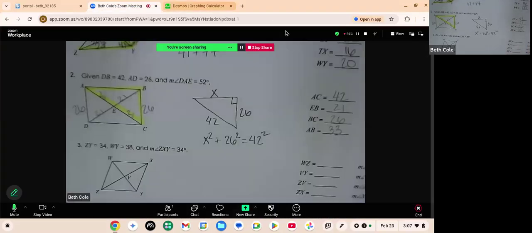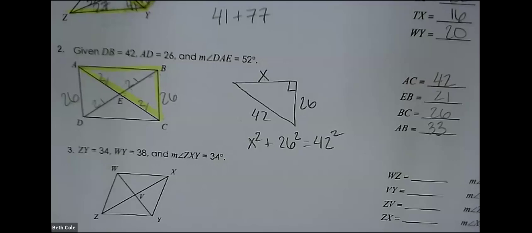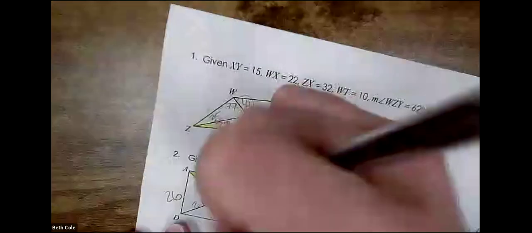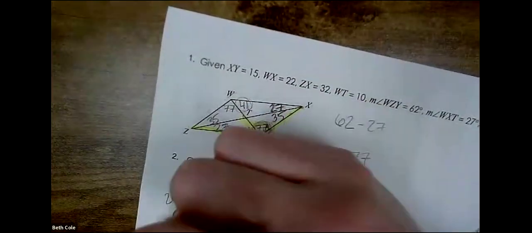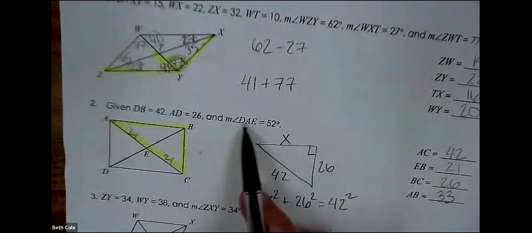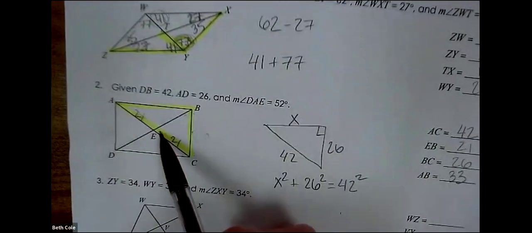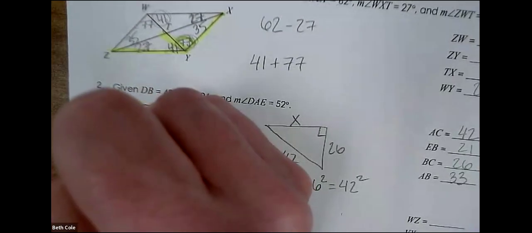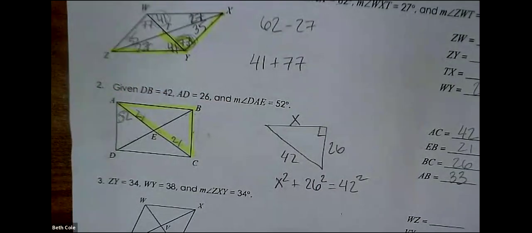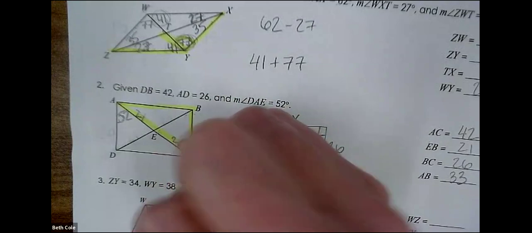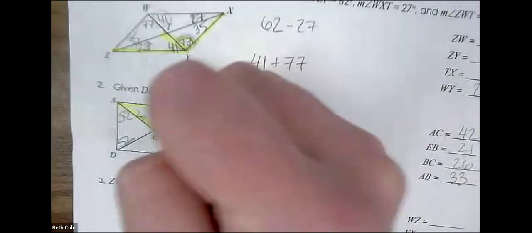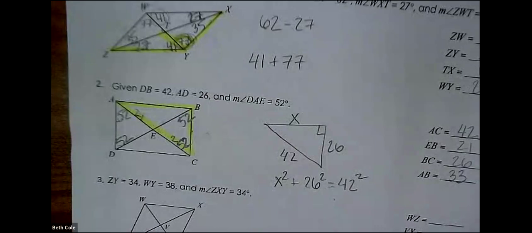So sometimes you need Pythagorean theorem if you have a right triangle. All right, cool. I'm going to erase, and we're going to do the angles. Oh, shoot. I shouldn't have highlighted. Oh, well. All right. It says DAE. So let's find that. DAE is 52. So I can put 52 right in there. That means this one is also going to be 52, and this one, and this one.